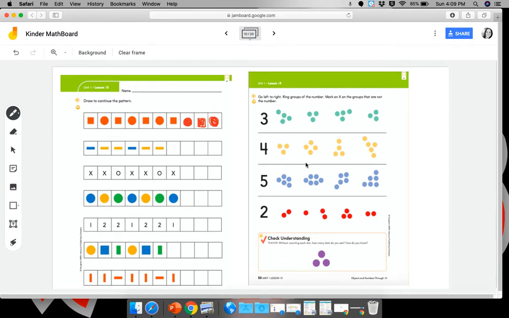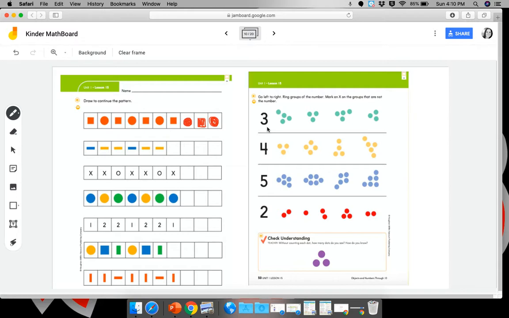All right, we're going to do the back together. We've done this before. We're looking for groups that match the number. It says, go left to right, ring groups of the number. Put an X on the groups that are not the number. Who remembers what that word ring means? Ring is in the shape of a circle. So you're going to ring or circle the groups that match the number.